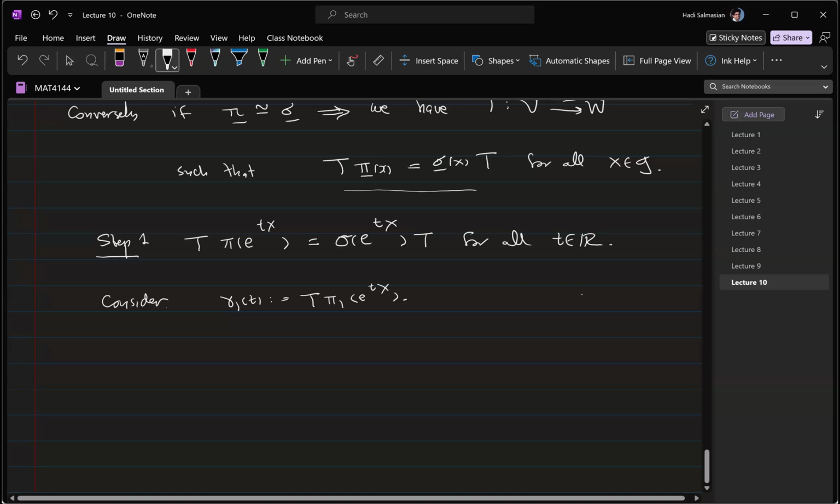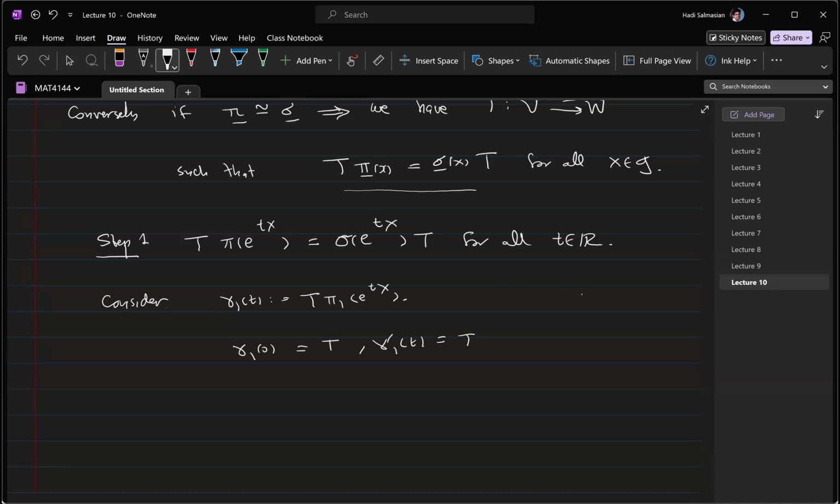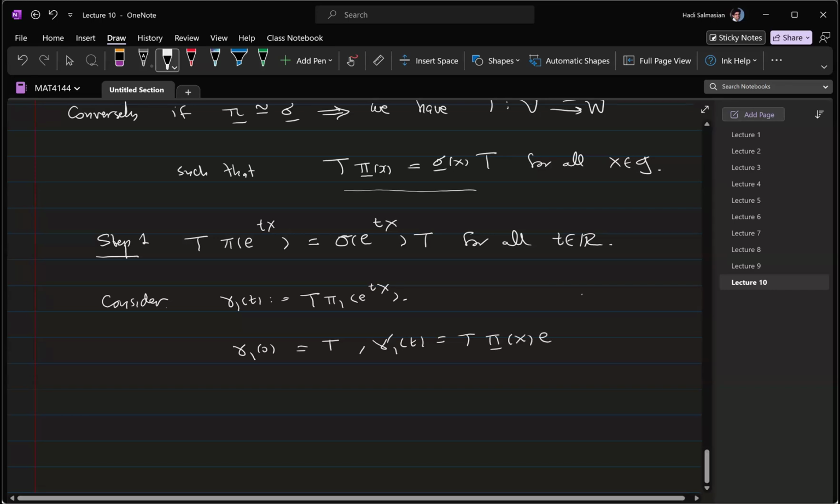So now let's differentiate this in general. First of all, what is gamma 1 of 0? Gamma 1 of 0 is T. And what about the derivative of this gamma 1 at the general value? So you end up with T, and when you differentiate this thing, now you can write pi underline X e to the power, well, there's a t.